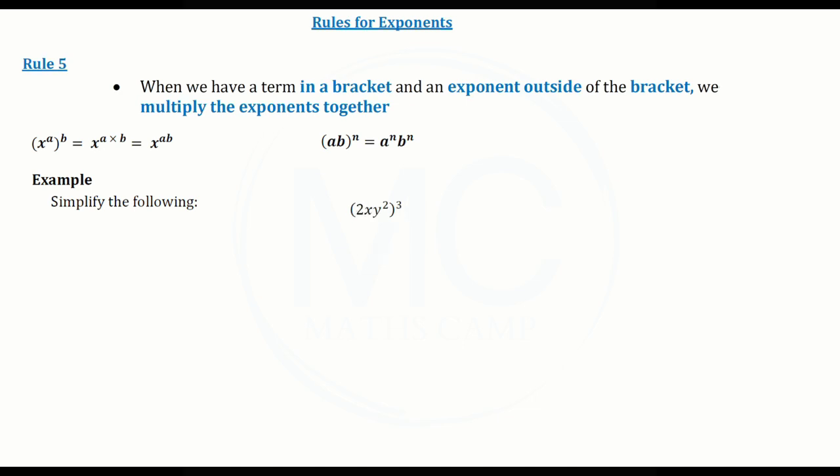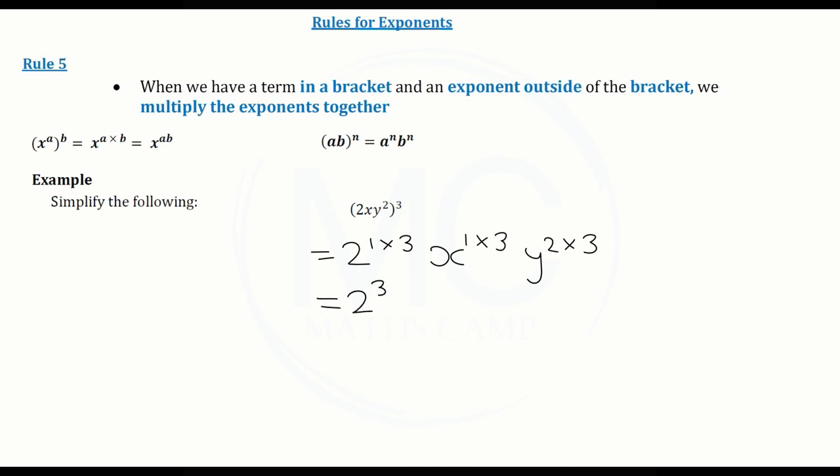2, even though it is a constant, is actually 2 to the power of 1. So we're going to get 2 to the power of 1 multiplied by the outside exponent, which is 3. x is also x to the power of 1 multiplied by 3. y squared multiplied by 3. 1 multiplied by 3 is 3, so we get 2 to the power of 3.